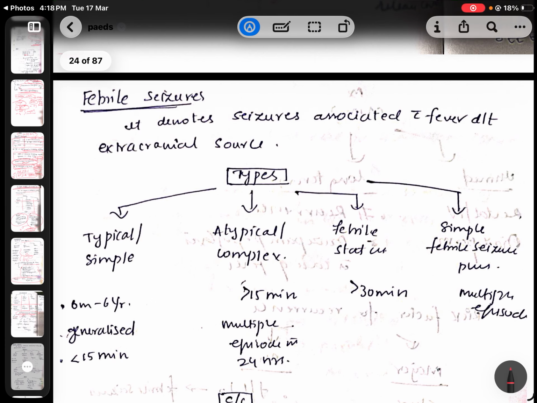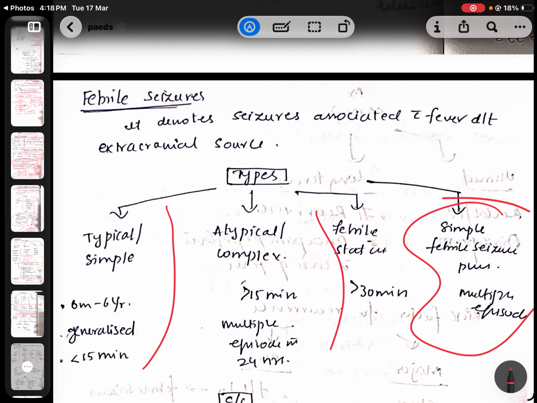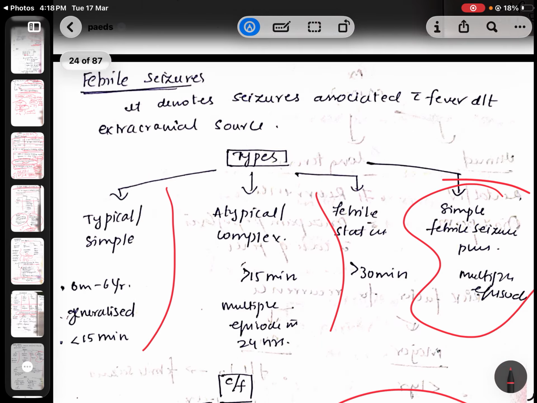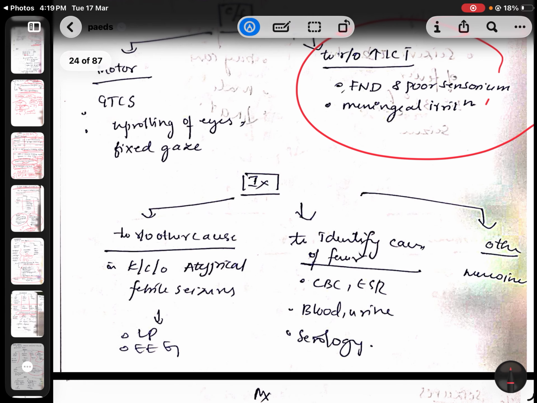Febrile seizures, again, it's a core pediatrics part. Again, these are the classification or the types which are there. It can be typical, atypical, or if it's more than 30 minutes, it's febrile status. Then again, with many other conditions. The major clinical feature is to rule out intracranial tension. That's the major thing.